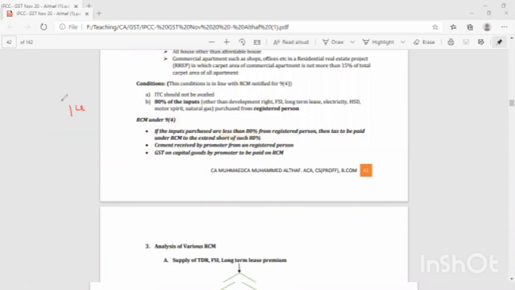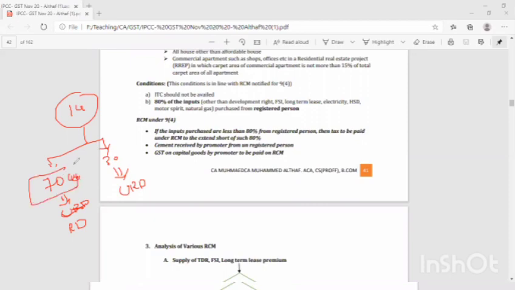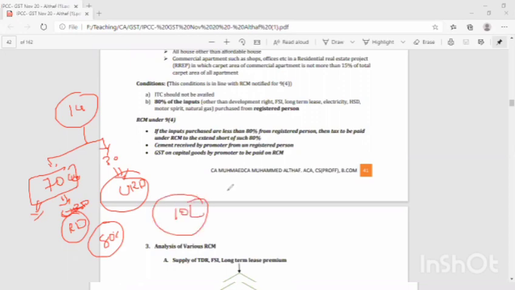But for example, out of this 1 crore material, he purchased 70 lakh from the registered dealer and 30 lakh from the unregistered dealer. I hope you can connect it, even though I said it in reverse in the previous example. Here 80%, that is 80 lakh, must be purchased from the registered dealer, but he purchased only 70 lakh. That means there is a shortfall of 10 lakh, which is 80 minus 70. On this 10 lakh, you have to pay the RCM.